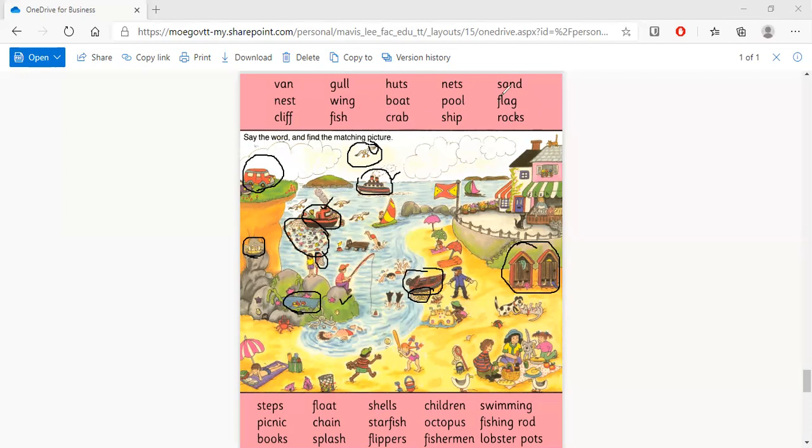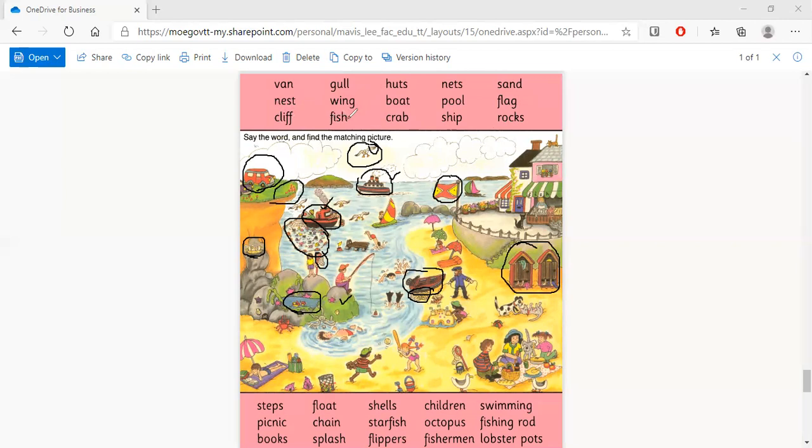Let's see if we see flag. Here's a flag. It's not the flag of Trinidad and Tobago. Then we have cliff. This is a cliff here. It's a piece of ground that's hanging over. You can fall off a cliff if you're not careful. This part here is called a cliff.